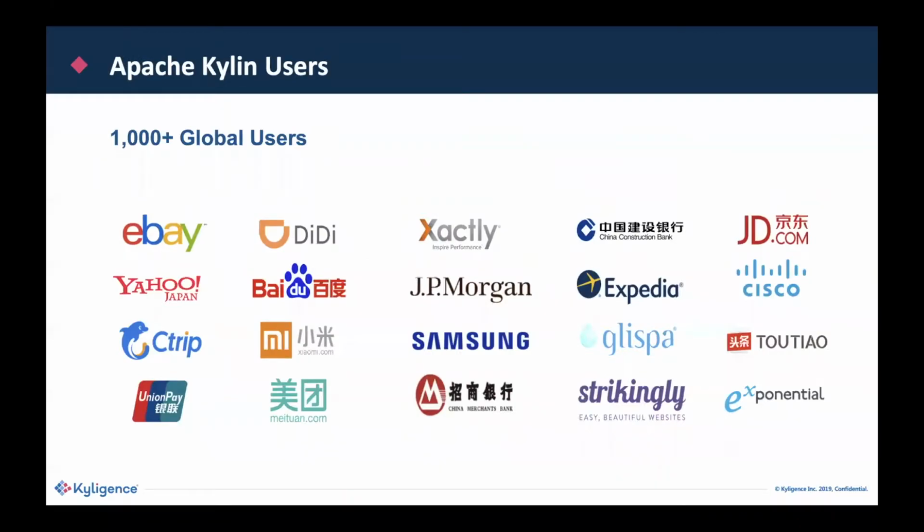Let's take a brief look at the users of Apache Kylin right now. So far, more than 1,000 companies worldwide are using Apache Kylin. They are located in various industries, including internet, finance, manufacturing, retail, etc. If your company is also using Apache Kylin, you are very welcome to share your use cases and experience in the community and help others to better use Apache Kylin.